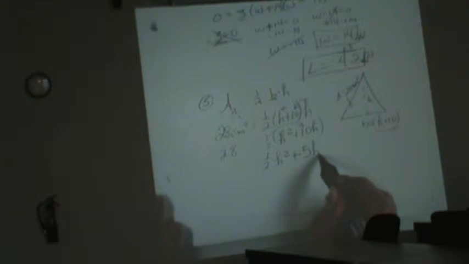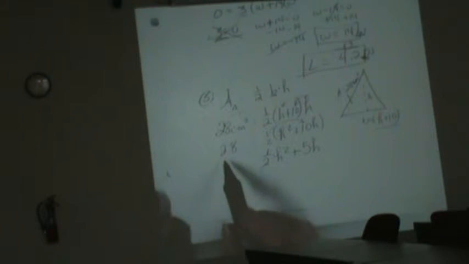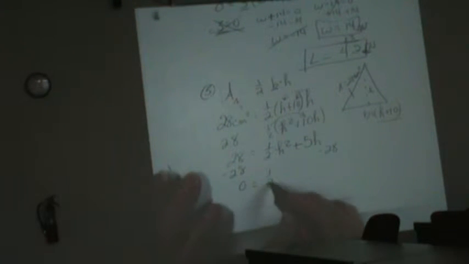Now 1/2 times 10h is what? 1/2 of 10, 5h. Remember, we want 0 over here, don't we? We're going to have 28 equals this, so we need to subtract the 28. So 0 equals 1/2 h squared plus 5h minus 28.